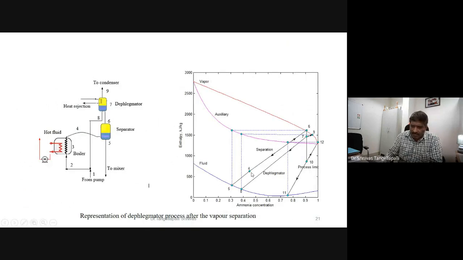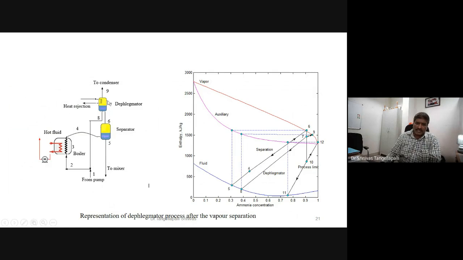4 has been separated to 5 and 6. You are clear about the separation process. We also had the discussion of this 4 to 5 and 6, and by applying the lever rule, we also framed the formulations. Okay, from 6 onwards, 6, 7.